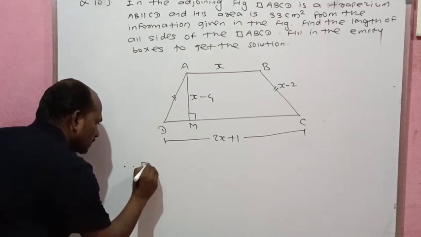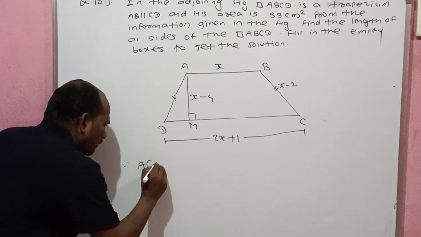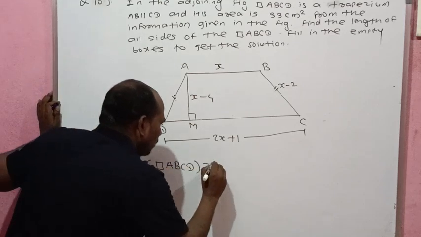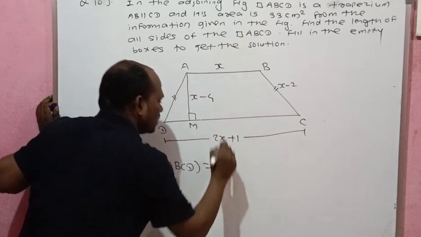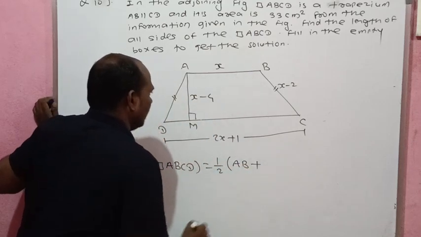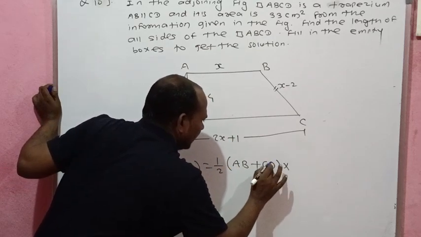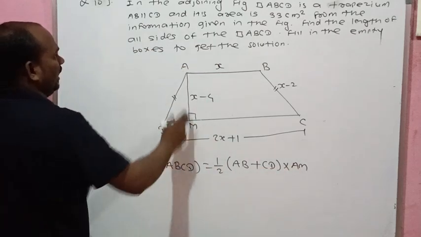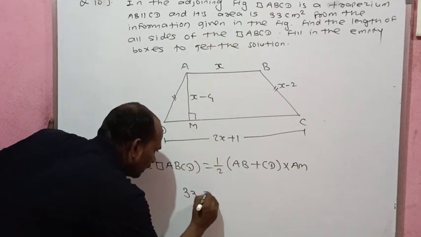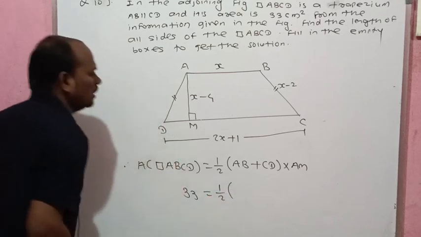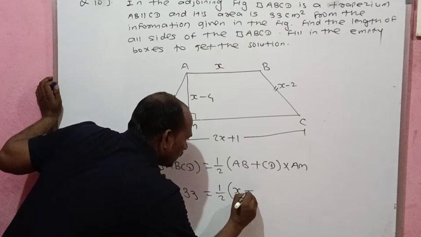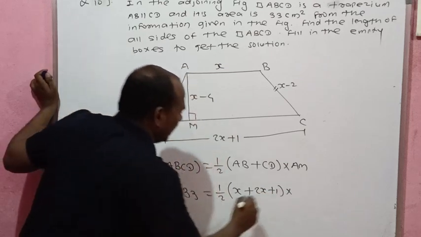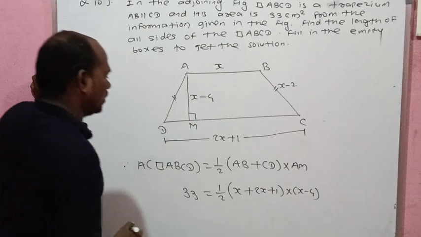Therefore, area of quadrilateral ABCD equal to 1 by 2 sum of parallel sides, that is AB plus CD into height. The height will be AM. Now area of quadrilateral ABCD 33 is equal to 1 by 2, AB is x, CD is 2x plus 1 into AM. AM is x minus 4.